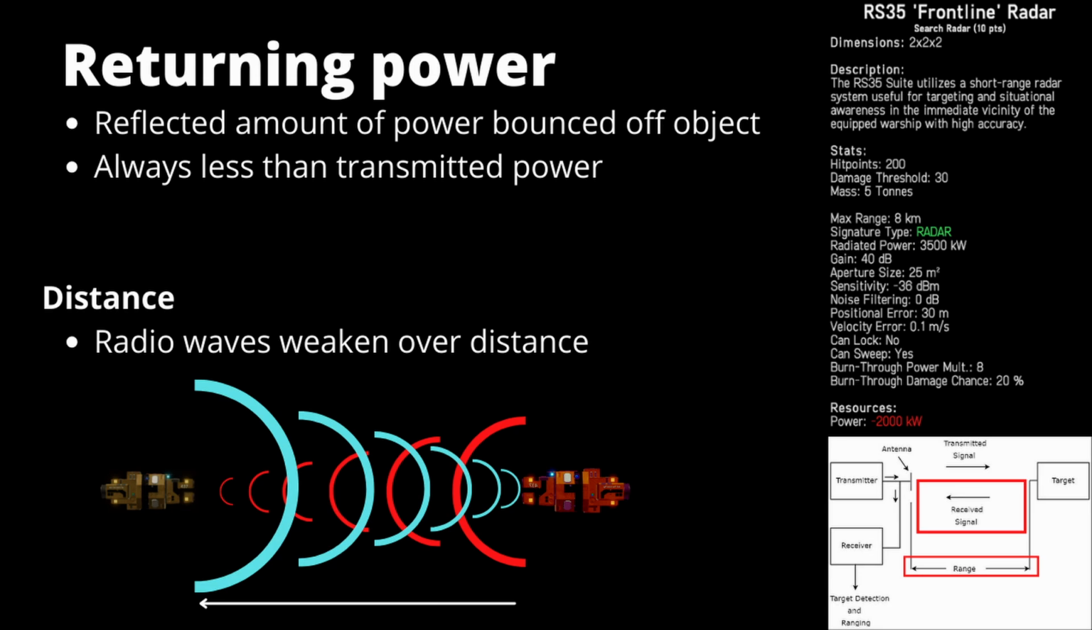So now that our transmitted power or signal has hit an object and is being reflected back, we have the returning power moving back across the void.